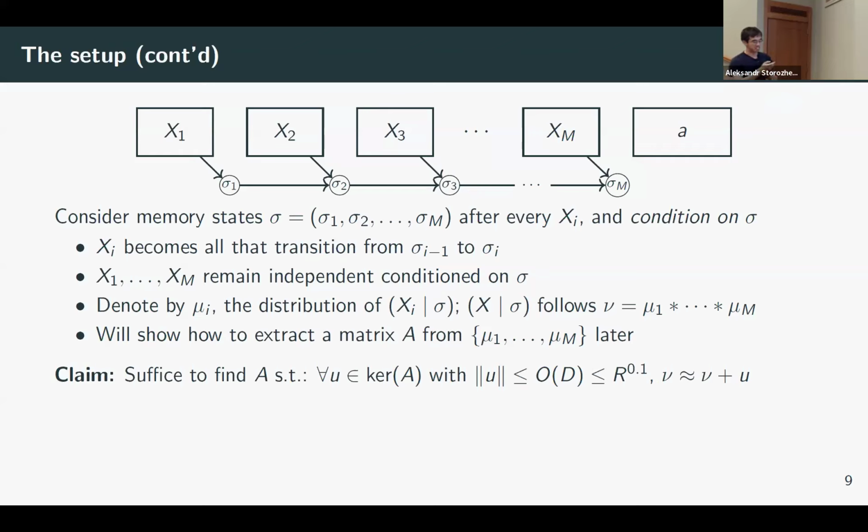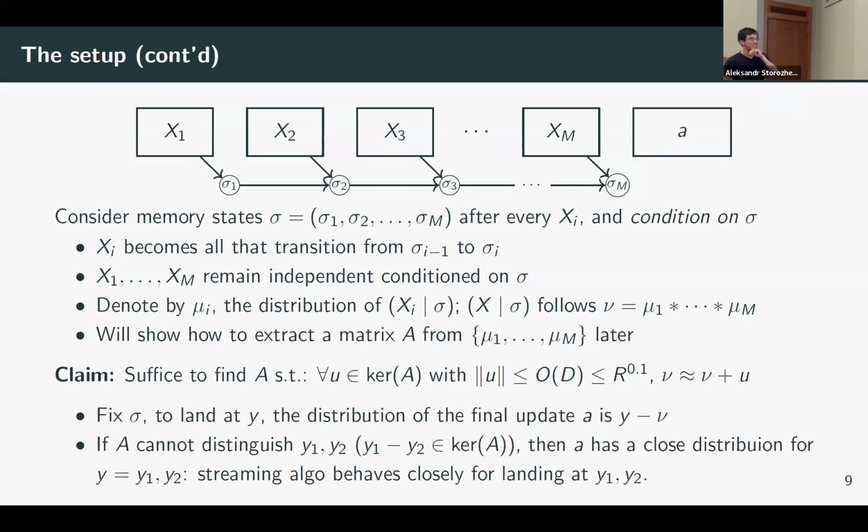So the goal is that I claim it suffices to find a sketching matrix A such that for every vector in the kernel of A with relatively small norm, here d is the norm for which we would like the linear sketch to work, this distribution U, which is the distribution of the sum of these xi's, is approximately translation invariant. So we can move in the direction of the vector, and the distribution is the same. It doesn't change much. Okay, the claim is that it suffices to find such a matrix A. So why is that?